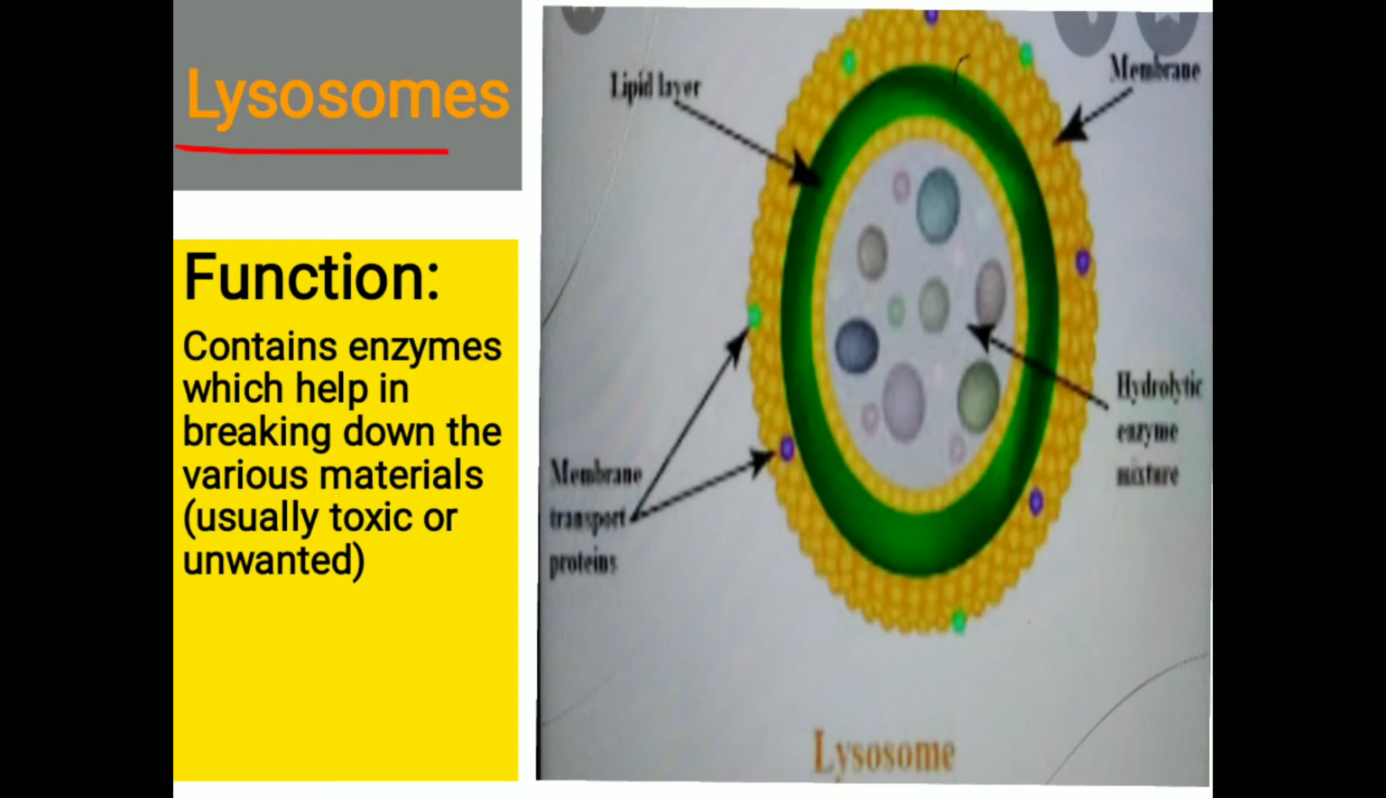And last one is lysosomes. Lysosomes are also known as suicidal bags. They are also present inside the cell. Function of the lysosomes: it contains enzymes. Enzymes means proteins which help in breaking down various materials. The various materials means the material which is not required by the body, which is toxic or unwanted, is broken down by the lysosomes and expelled out from the cell.